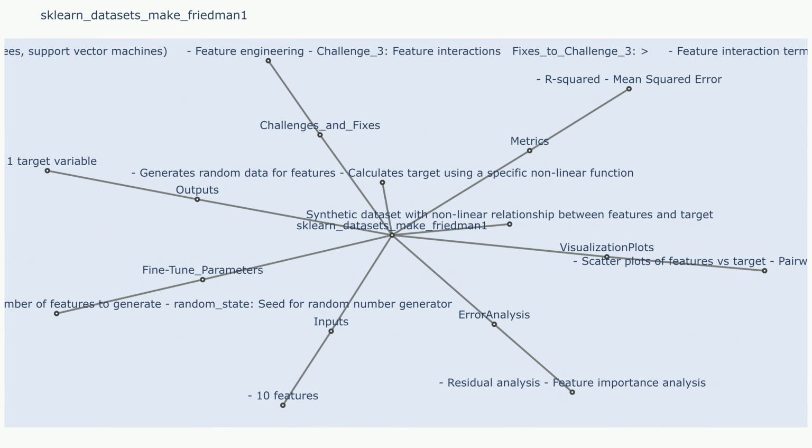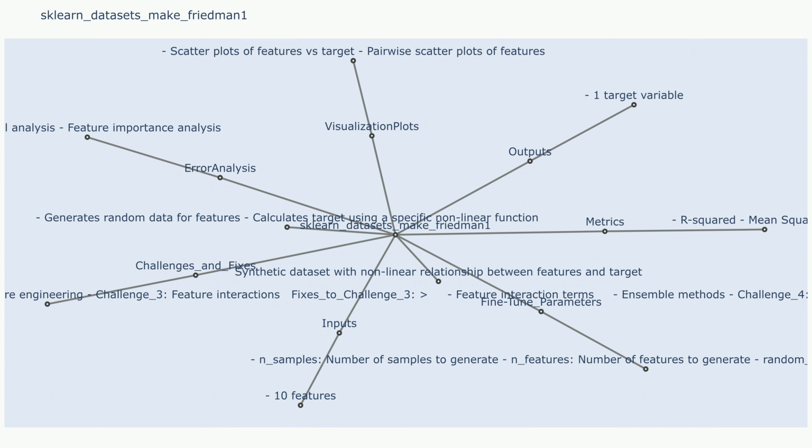Fixes to challenge 2. Feature engineering, transform or combine features to create new features that may have a clearer linear relationship with the target. Use nonlinear models. Consider using models like decision trees, support vector machines, or neural networks, which can better capture nonlinear relationships.